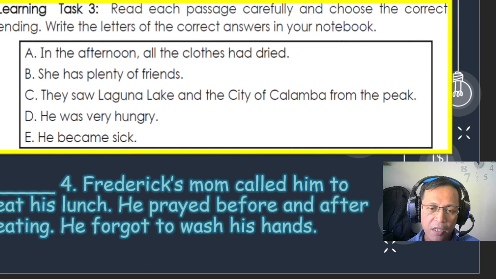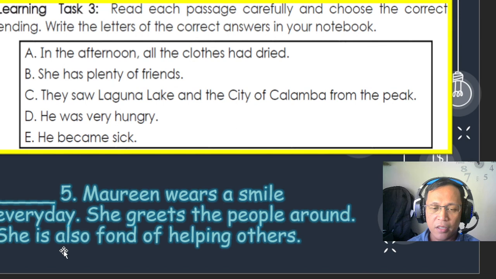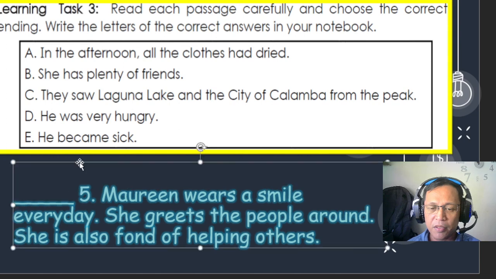Now for the last sentence, let's have this one. Maureen wears a smile every day and she greets people around. She is also fond of helping others. Again, Maureen wears a smile every day. She greets the people around and she is fond of helping others. What do you think will happen next?